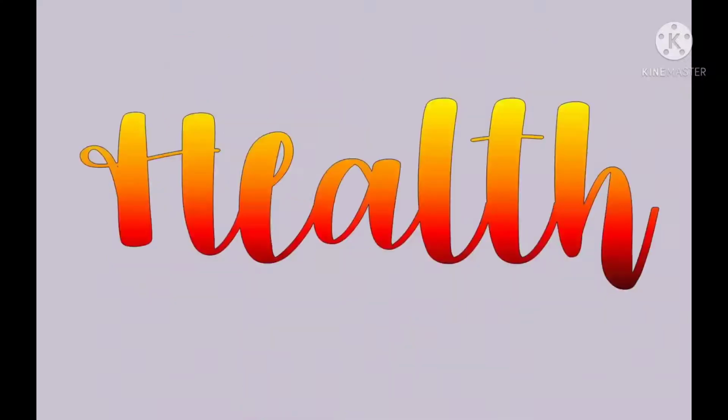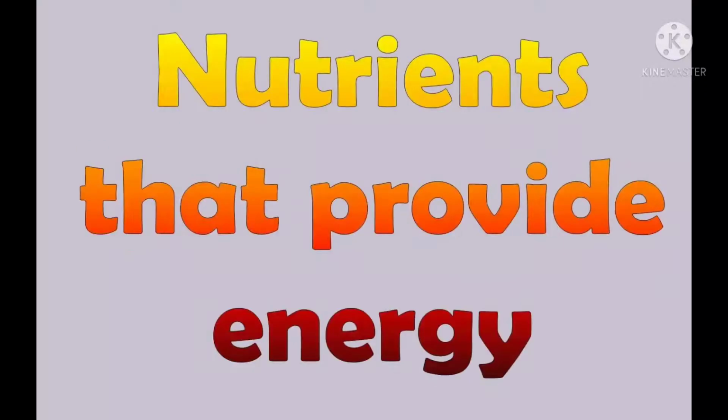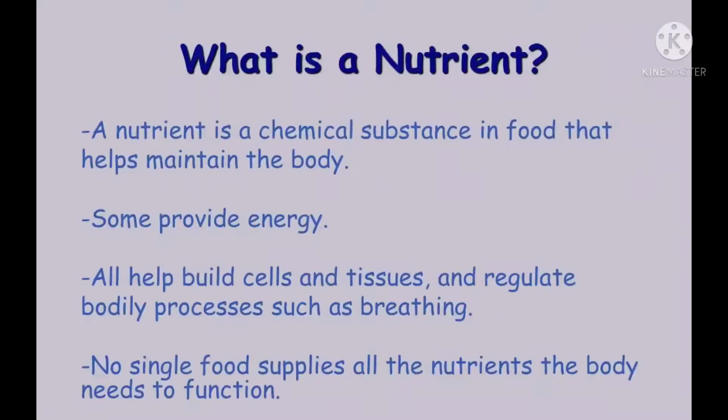So now let's proceed to health. Our topic sa health is nutrients that provide energy. Let's define first what is nutrient. A nutrient is a chemical substance in food that helps maintain the body. Some provide energy. All help build cells and tissues and regulate bodily processes such as breathing. No single food supplies all the nutrients the body needs to function.